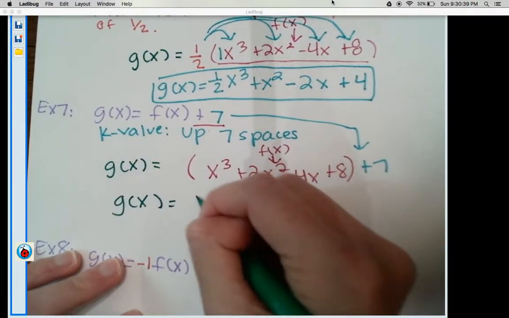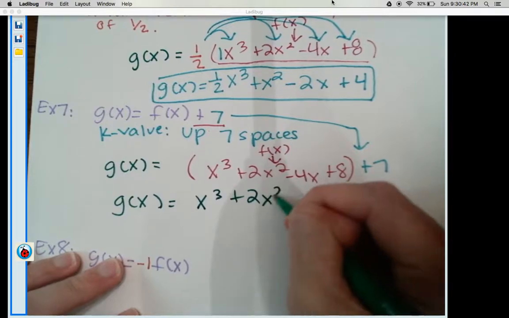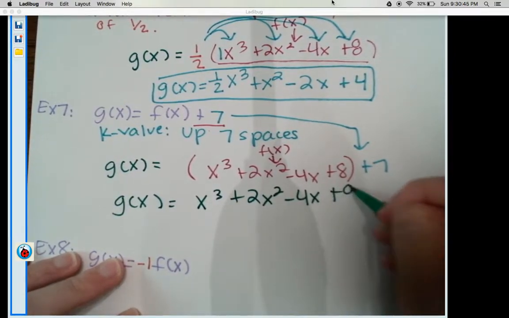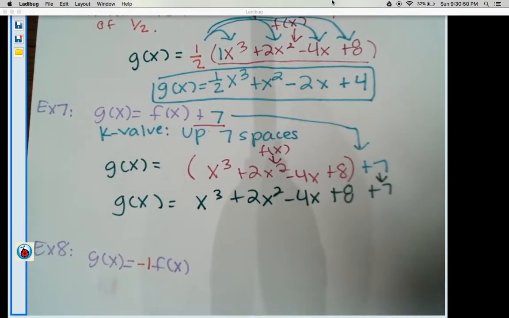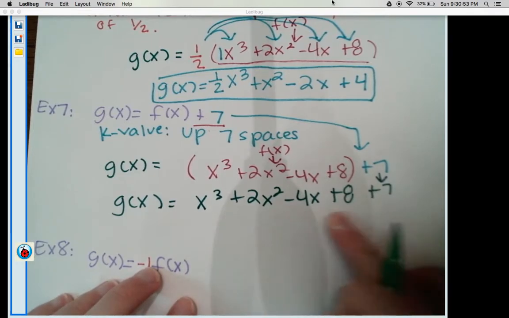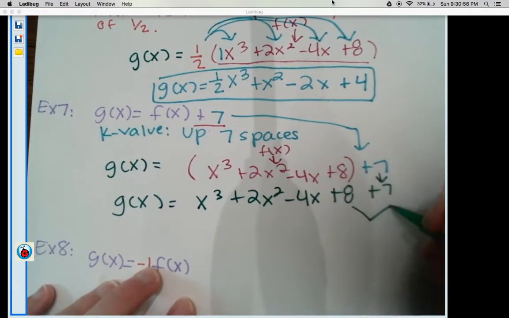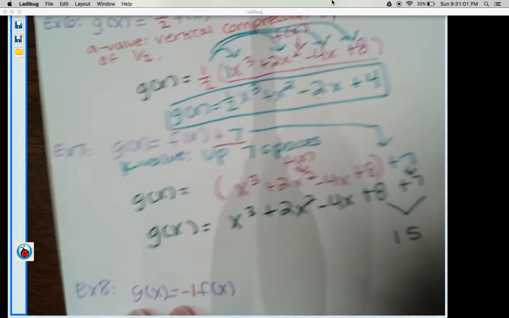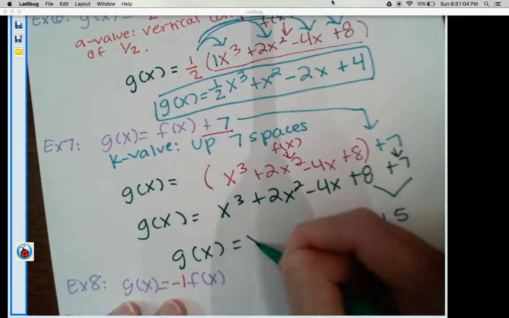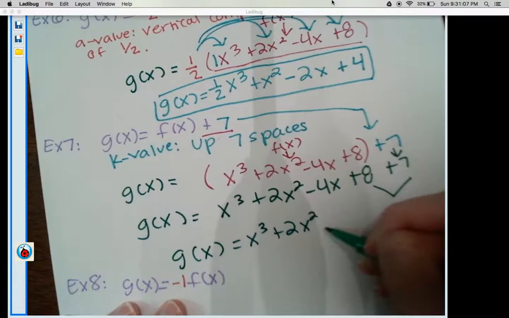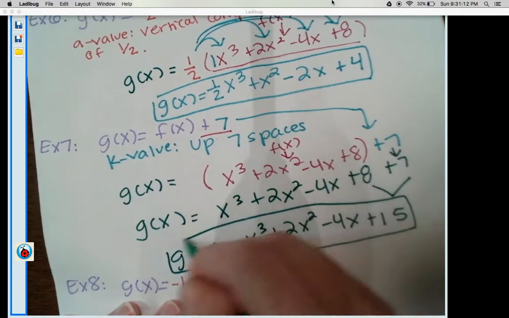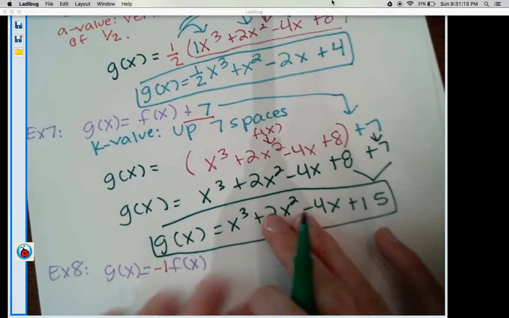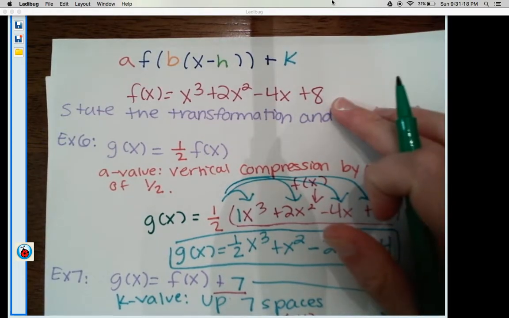Okay, so I'm going to drop my parenthesis. So I have x to the third plus 2x squared minus 4x plus 8. And then my plus 7 on the end. So I'll just drop that down. Alright, and after this, we just combine like terms, which the only like terms I see are these two on the end. There are no other like terms. So 8 plus 7 will give me 15. So my final answer will be g of x equals x to the third plus 2x squared minus 4x and then plus 15. And bam, we are donezo. Guys, so again, this is the equation that will be 7 spaces higher than this equation.